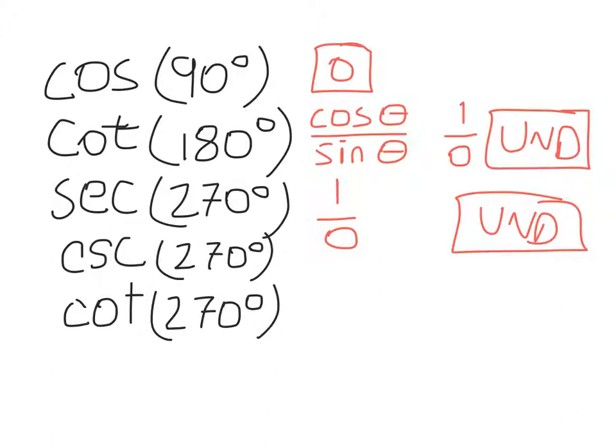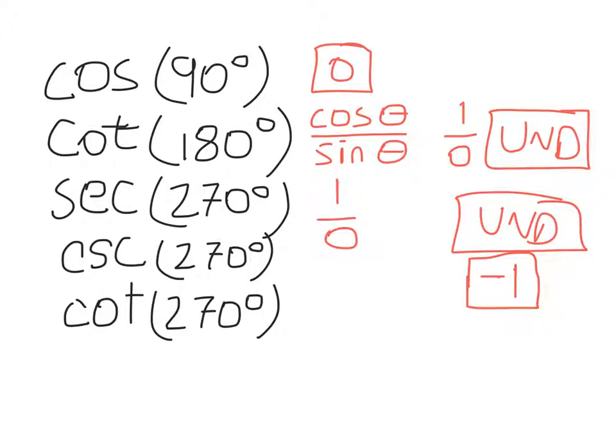Cosecant of 270 degrees. Cosecant is sine's reciprocal. The reference angle is 90 degrees. I know that sine of 90 degrees is 1. But 270 is pointed down on the negative axis. So I will use the value for sine of 90 degrees, but it's going to be negative. So cosecant of 270 degrees is negative 1.